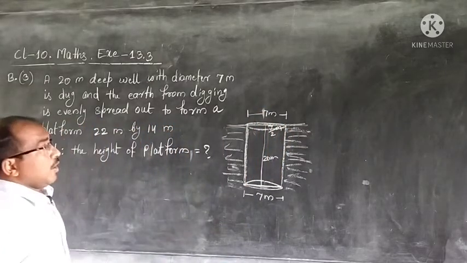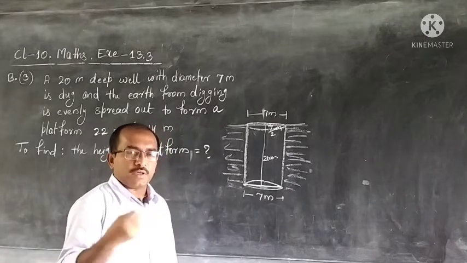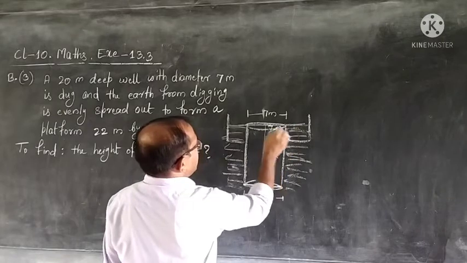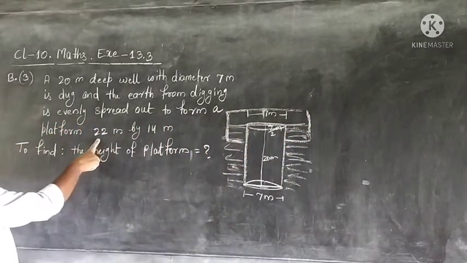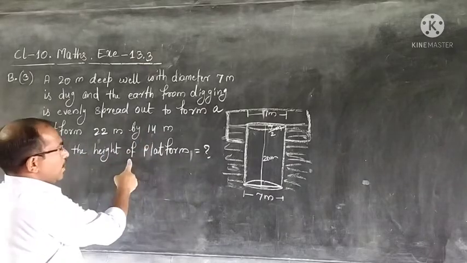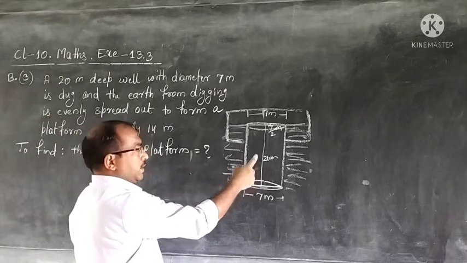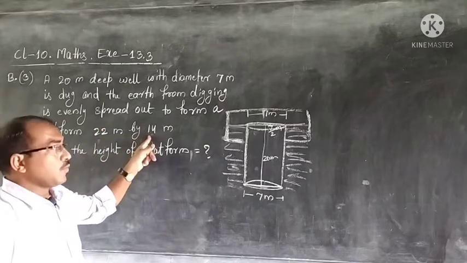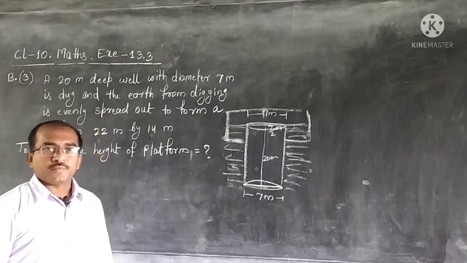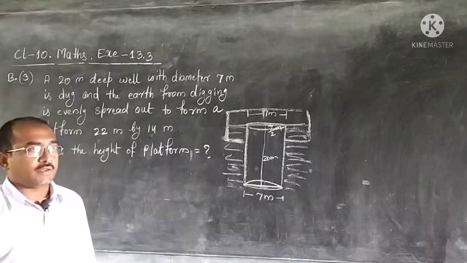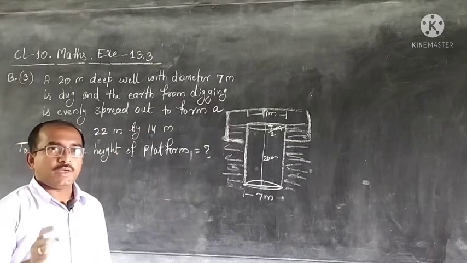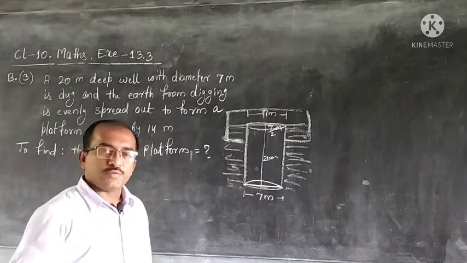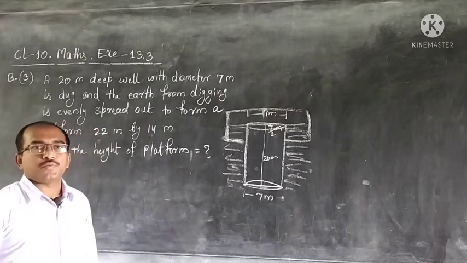Then when the well is dug, the soil, the earth comes out, and that mud is used for making a platform around it. The platform has length 22, breadth 14. The earth taken out from the well is used for making the platform around the well with length 22 and breadth 14. What will be the height of the platform? The platform is cuboidal because it has length, breadth and height, and the well is cylindrical. Whatever the volume of the well, that much will be the volume of mud dug out. So, we will start with this concept.